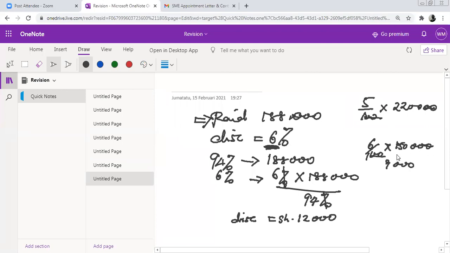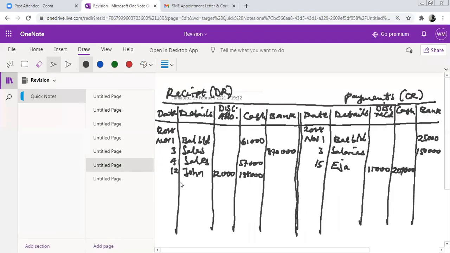So we allowed Sarim 9,000 discount. This is on 18th. We received the money from Sarim. A discount of 9,000 was allowed. And if he was supposed to pay 150,000, he would pay 141,000.